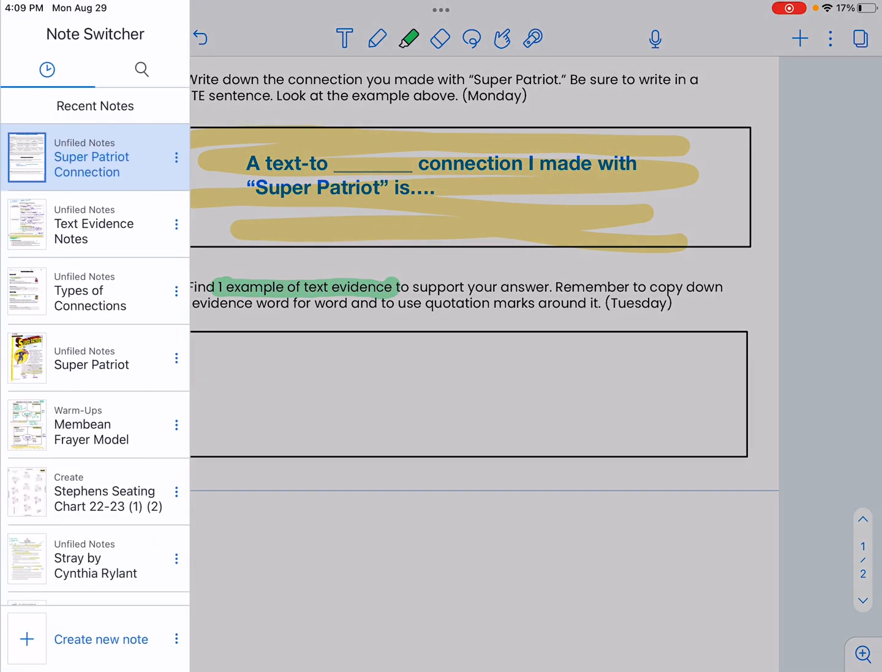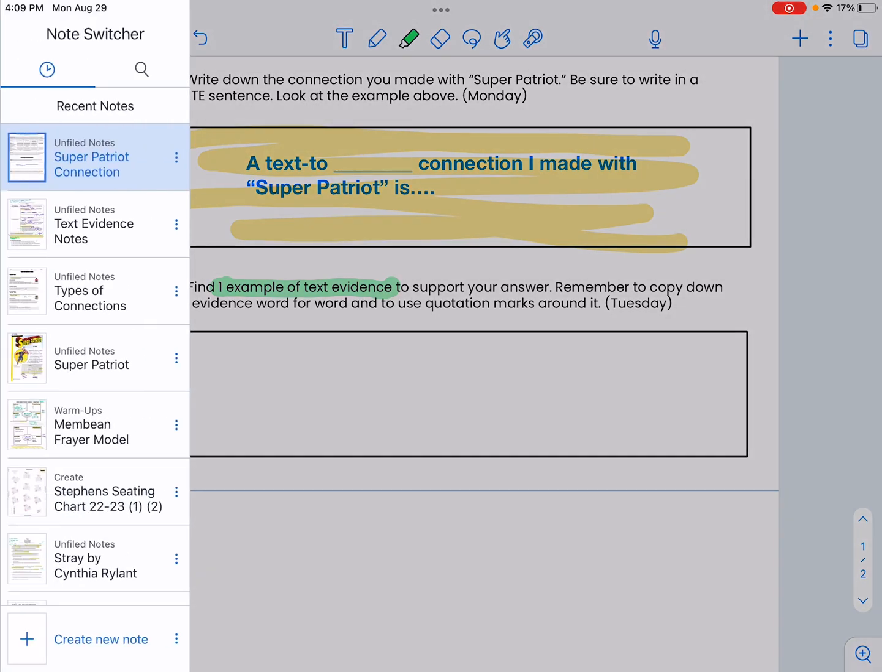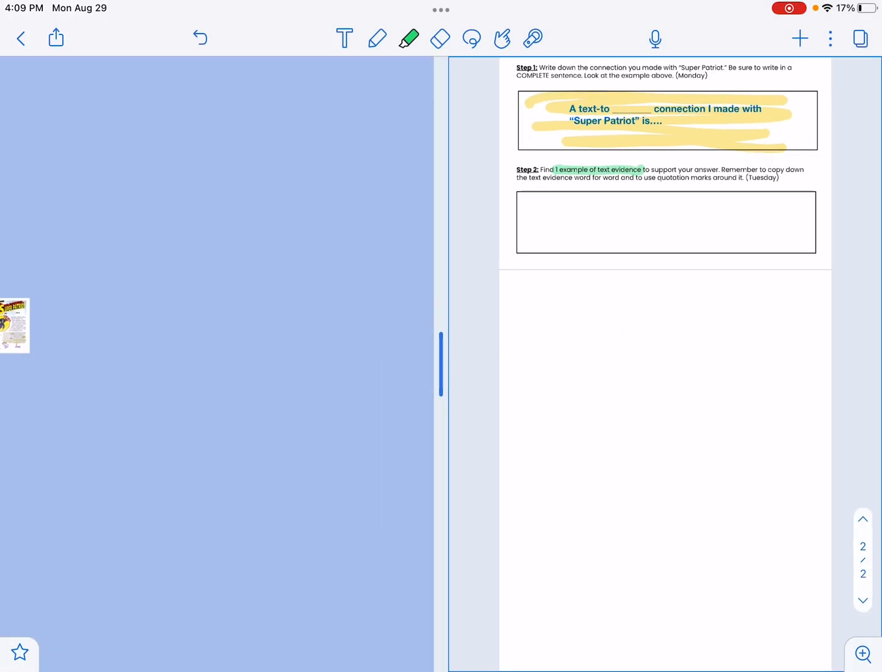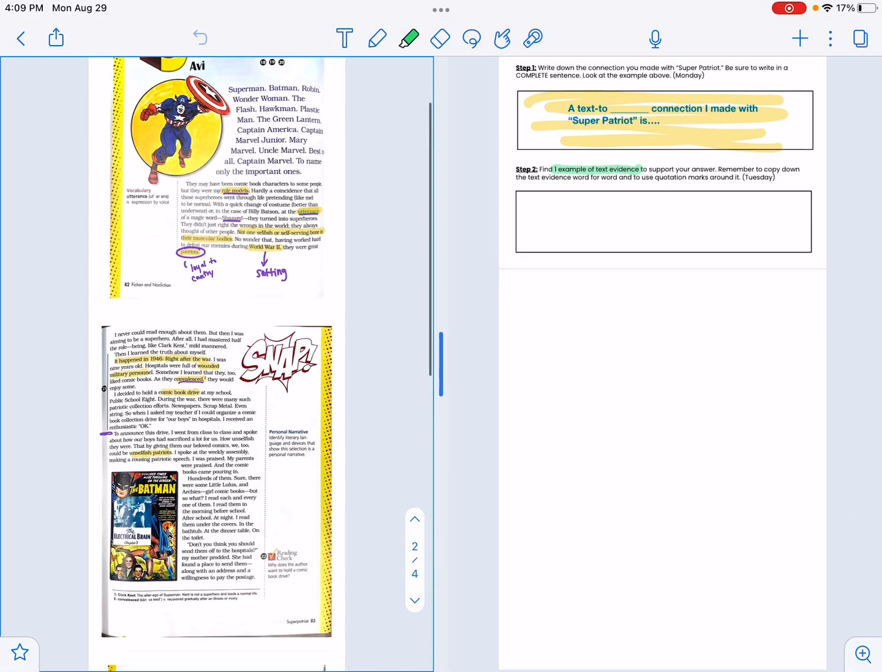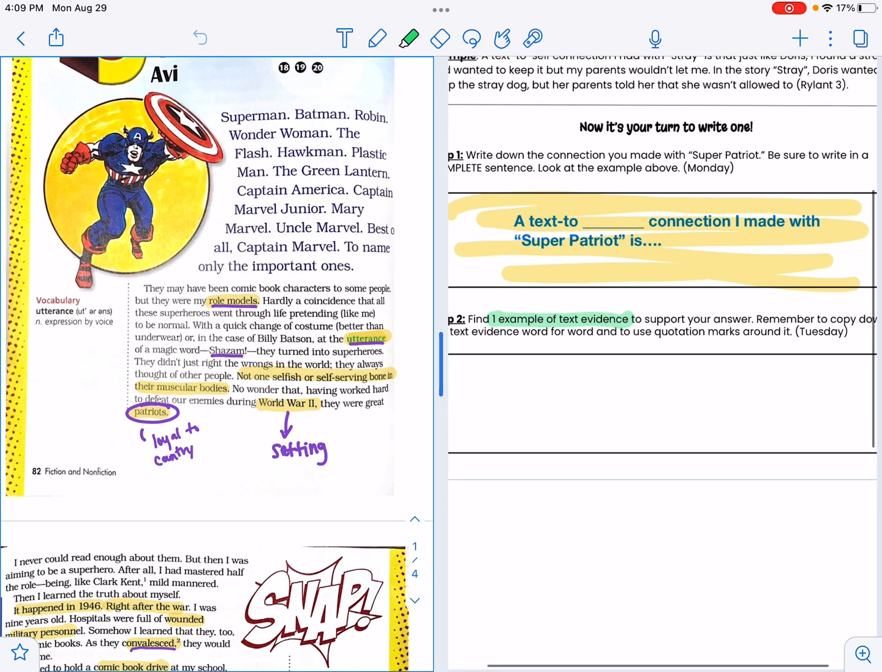Okay, so what will be helpful for you is, since you're finding a direct quote that supports your connection, you need to have Super Patriot out next to you. We need to find a quote from this story that supports your connection. Okay? So what does that mean exactly?